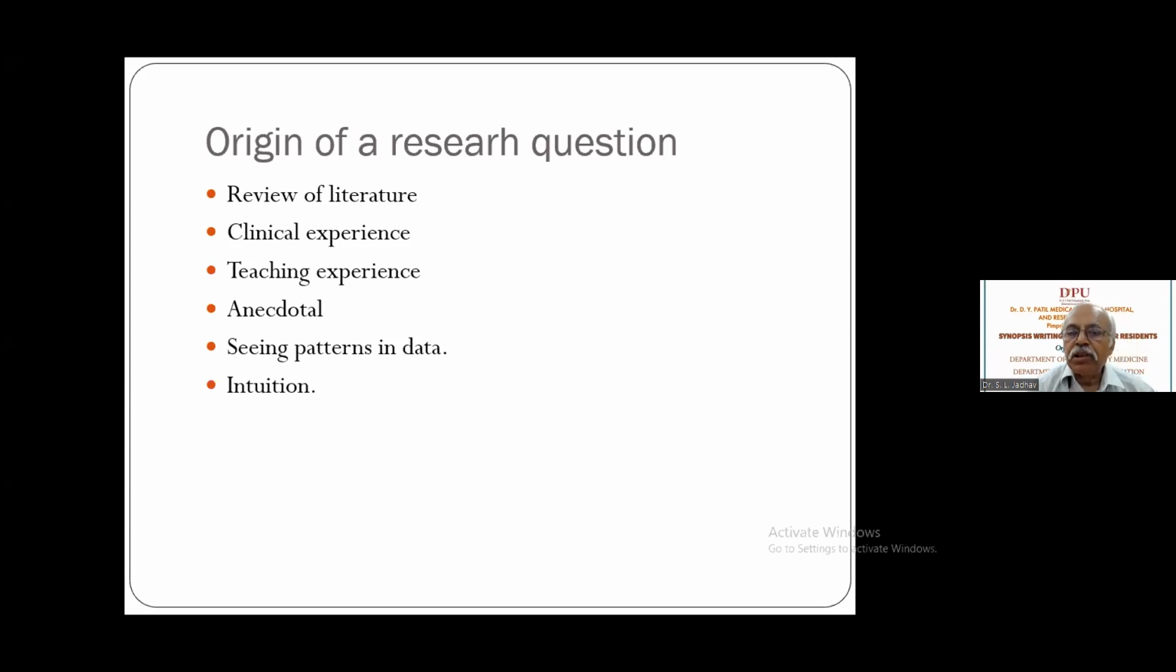Then clinical experience, that is from your day-to-day clinical experience, you are seeing cases, you may get an idea of a research question. Teaching experience, of course, you are new, but you must have some teaching experience; discussion with students or interns may give you an idea of a research question. Anecdotal, you see or hear about some cases that can raise a query. Then pattern in data. Suppose you are just tabulating data and you see some pattern in data.